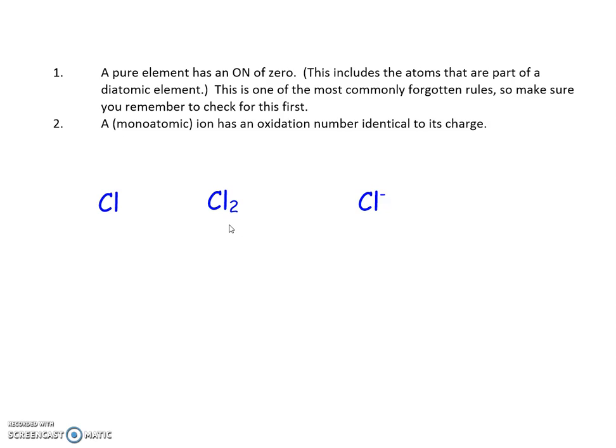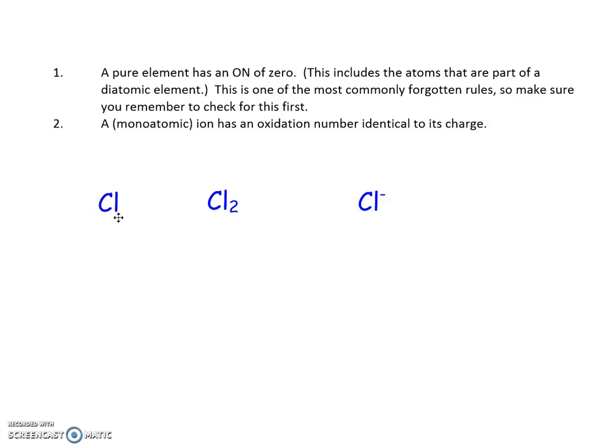Cl2, 2 chlorines bonded together, that's still a pure element, not a compound, even though it's diatomic. That is still going to have an oxidation number of 0, because I have the 2 chlorine atoms bonded together. Remember, the oxidation number takes and assigns those bonding electrons to the element that has the higher electronegativity. Well, chlorine and chlorine are going to have equal electronegativities, so we kind of evenly split those electrons, and we end up with an oxidation number of 0 on each of those.